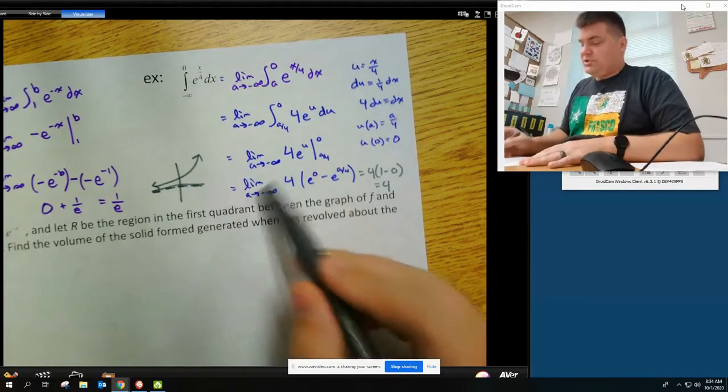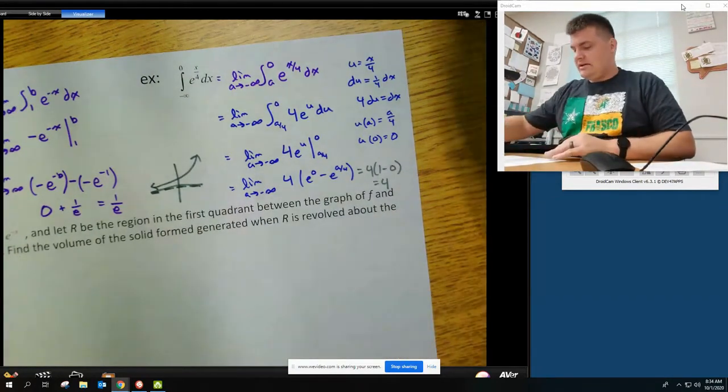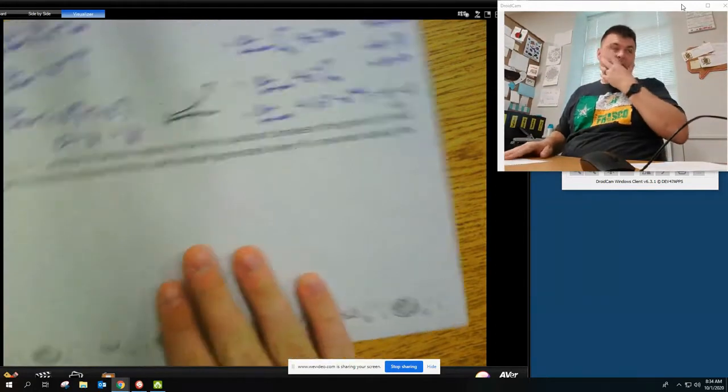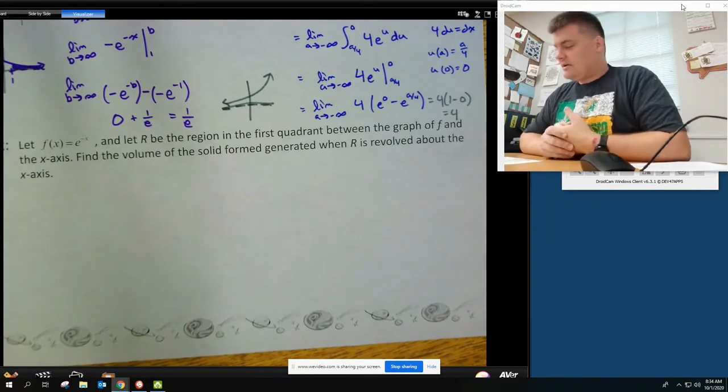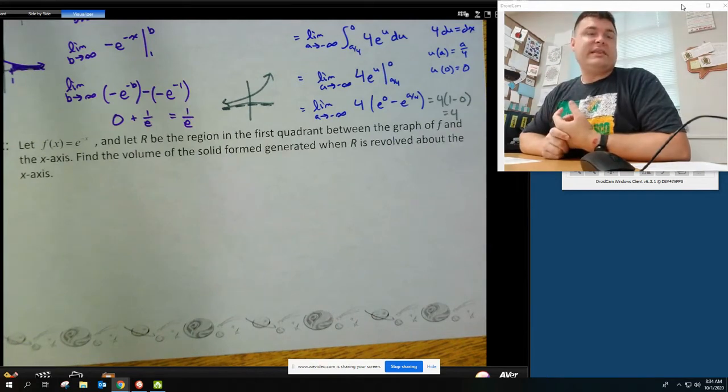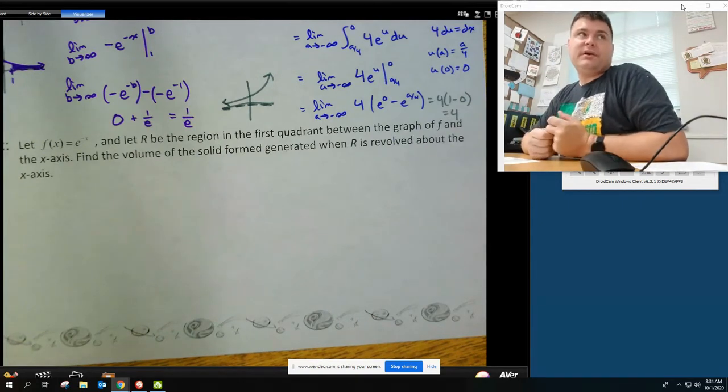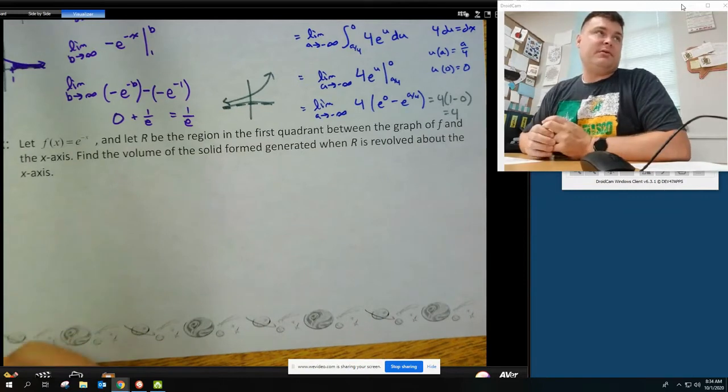So we do need to be sharp on our limits. All right, last example. This is a word problem we have not tackled yet. It has to deal with rotation. I'll just talk about that real quick. That's not the important part of today. The important part is getting through the improper integral part.